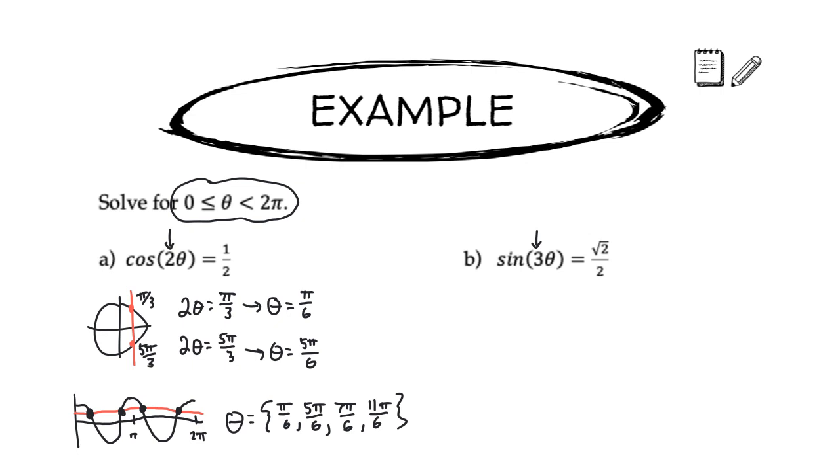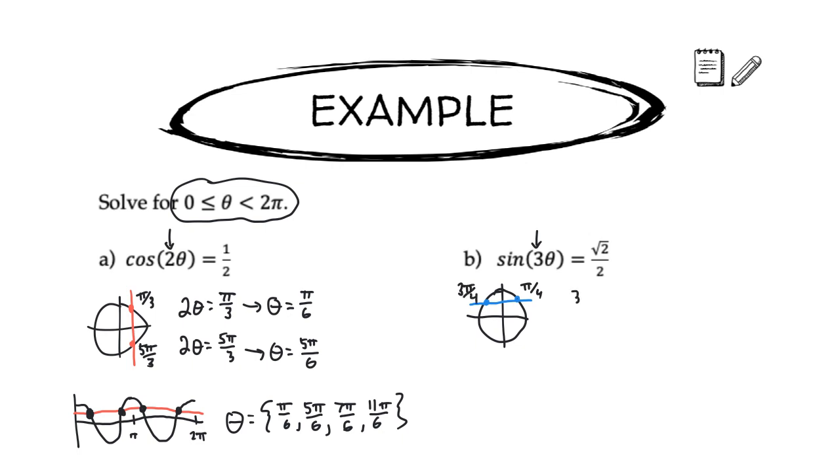In letter B, we have a similar situation, except it's sine of 3 theta, so I'll be expecting 3 times as many solutions on the interval from 0 to 2 pi. I'll start by drawing a horizontal line at root 2 over 2, so it's about 0.7, and that intersects at an angle of pi over 4 and an angle of 3 pi over 4.